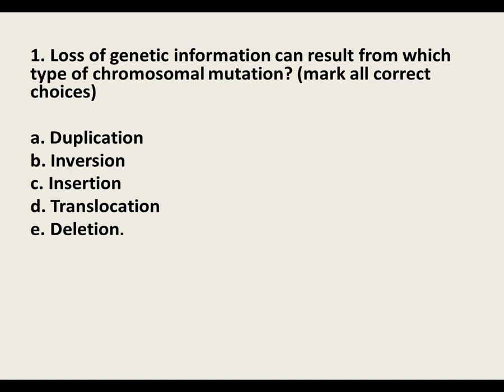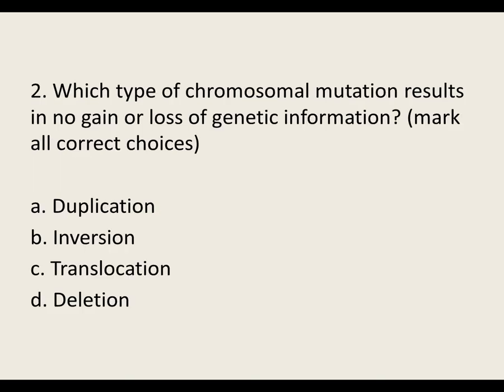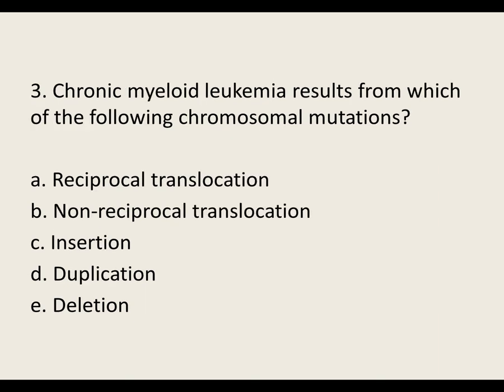Quiz question number 1. Loss of genetic information can result from which type of chromosomal mutation? Question 2. Which type of chromosomal mutation results in no gain or loss of genetic information? Question 3. Chronic myeloid leukemia results from which of the following chromosomal mutations?